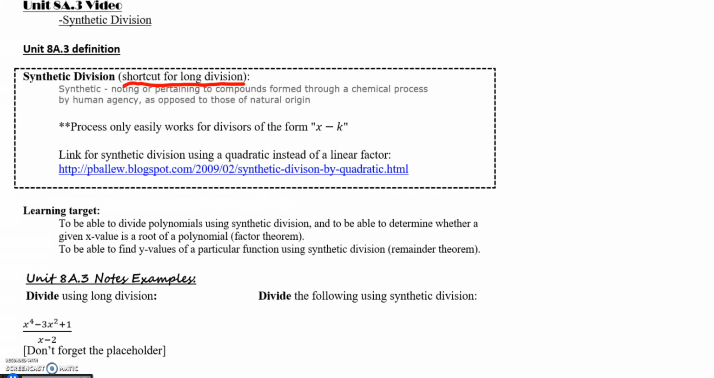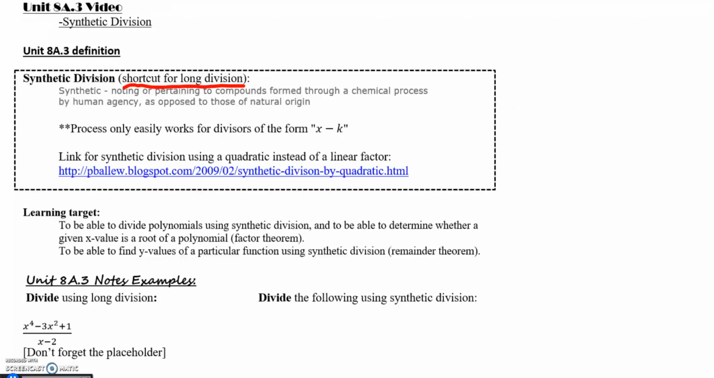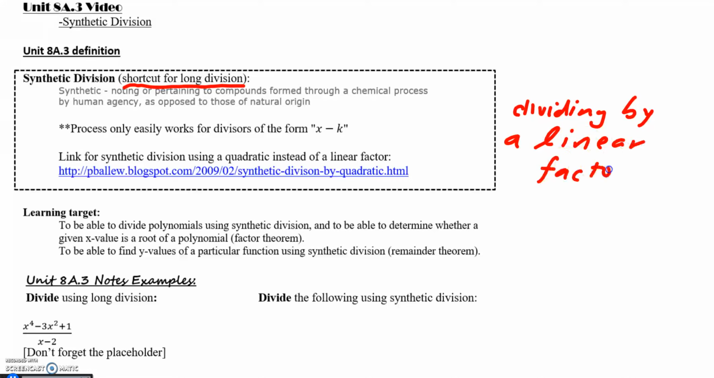However, synthetic division can only be used if you are dividing by a linear factor. What I mean by that is if you're dividing by something like x minus 5. This is x to the first, so it's linear. Synthetic division does not work if you're trying to divide by a quadratic. Like on the previous video, when we divided something with x squared, this would not work with synthetic division, only linear factors.